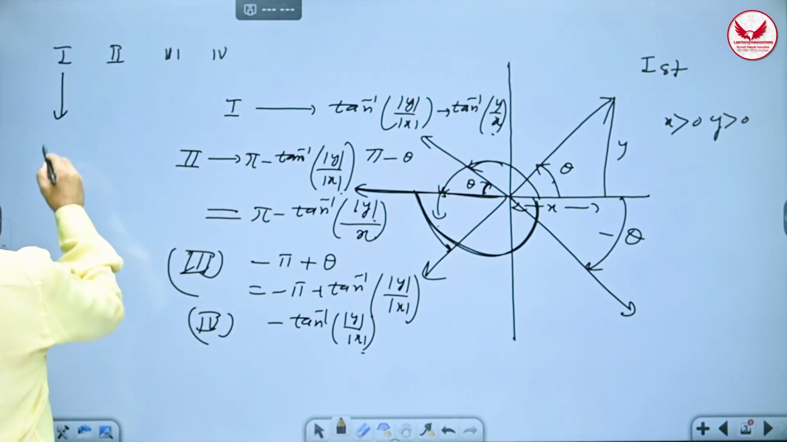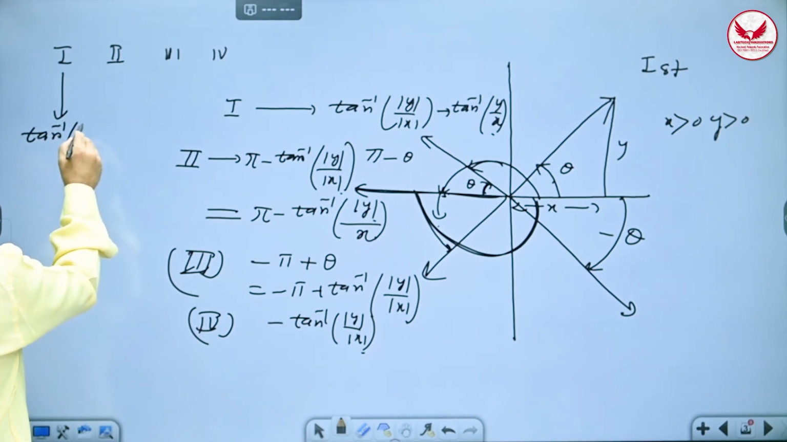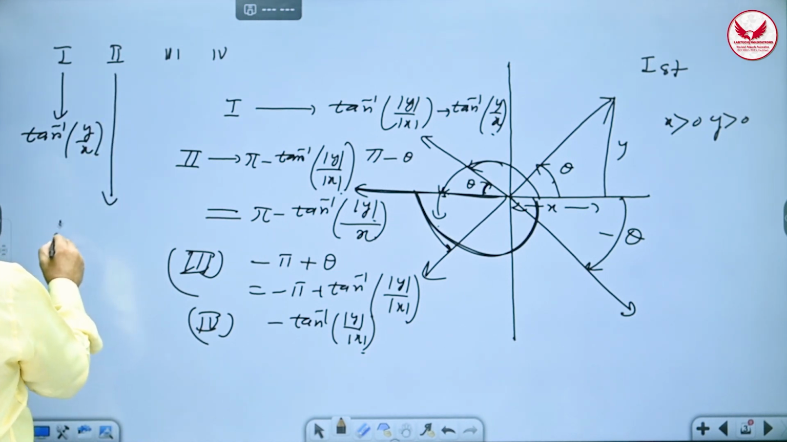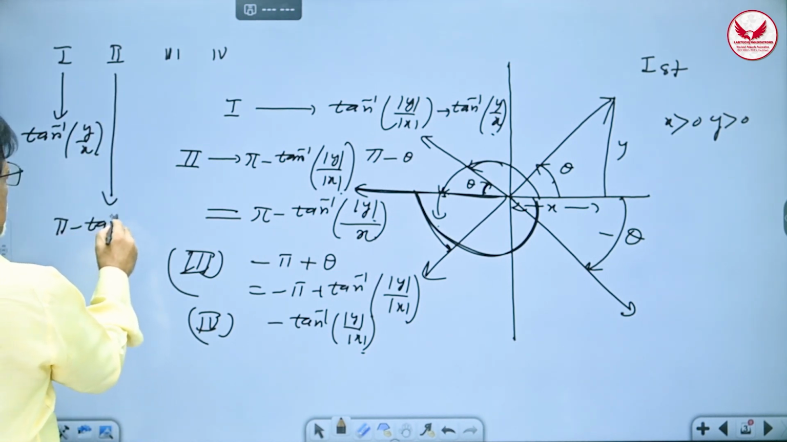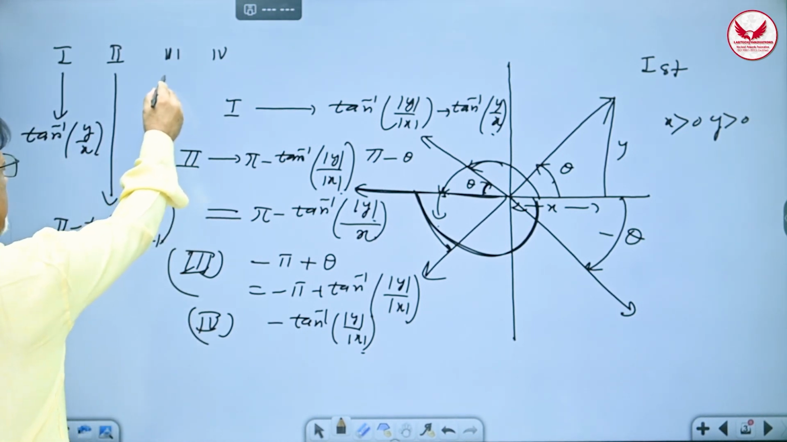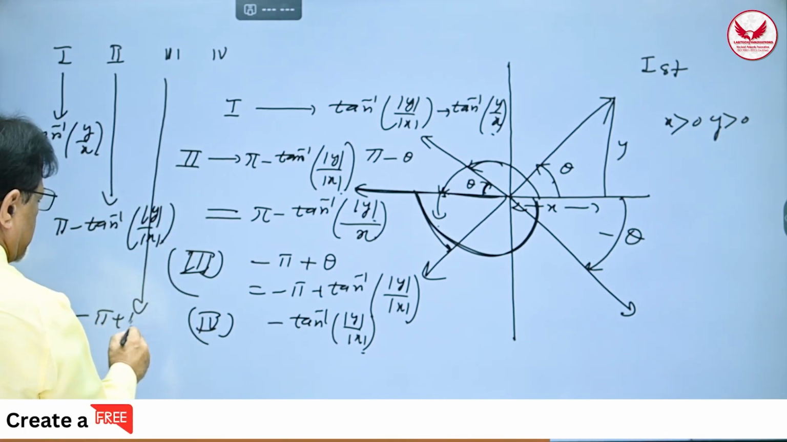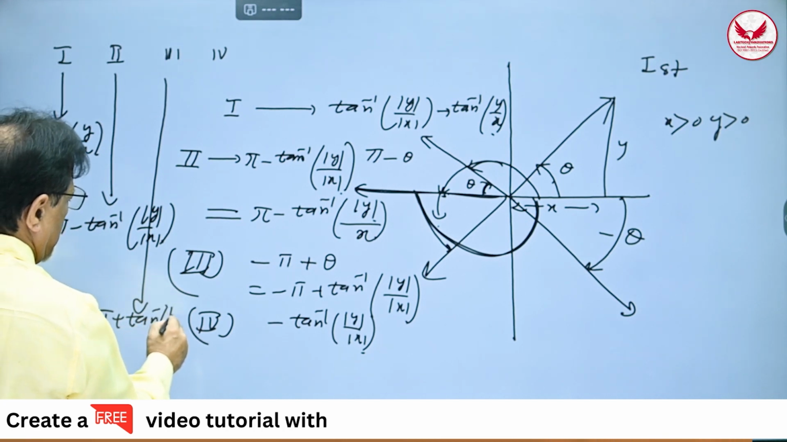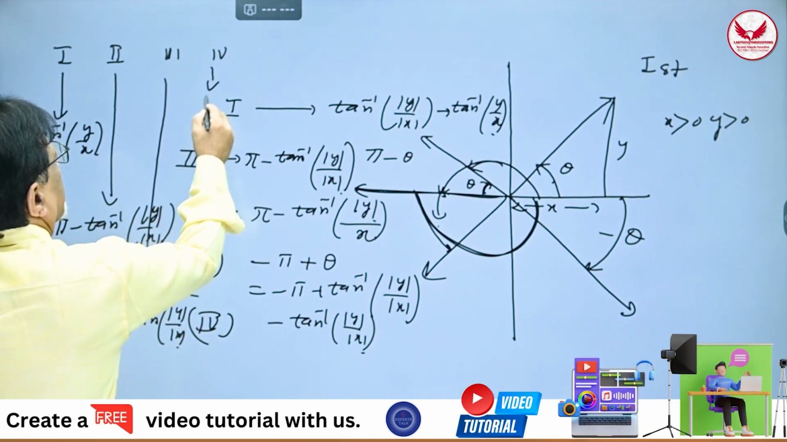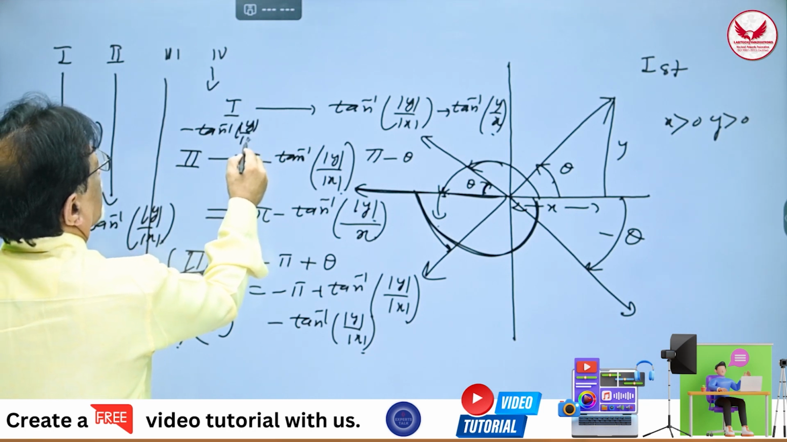So, let us take one, second quadrant, third quadrant, and fourth quadrant. What is the principal value here? The principal value in the first case is tan inverse of y by x. In the second quadrant, it will be pi minus tan inverse of mod of y upon mod of x. In the third quadrant, the value is minus pi plus tan inverse of mod of y upon mod of x. And in the fourth quadrant, it is simply minus tan inverse of mod of y upon mod of x.